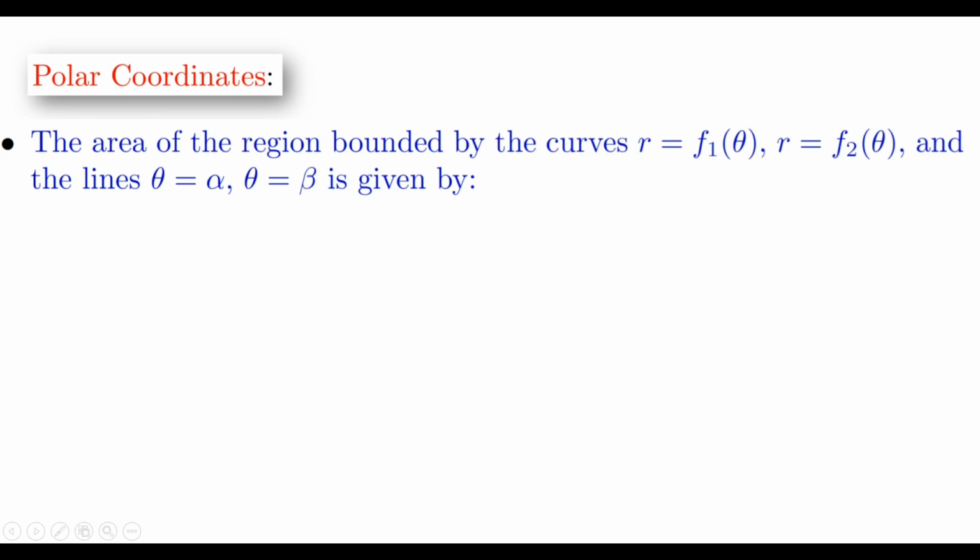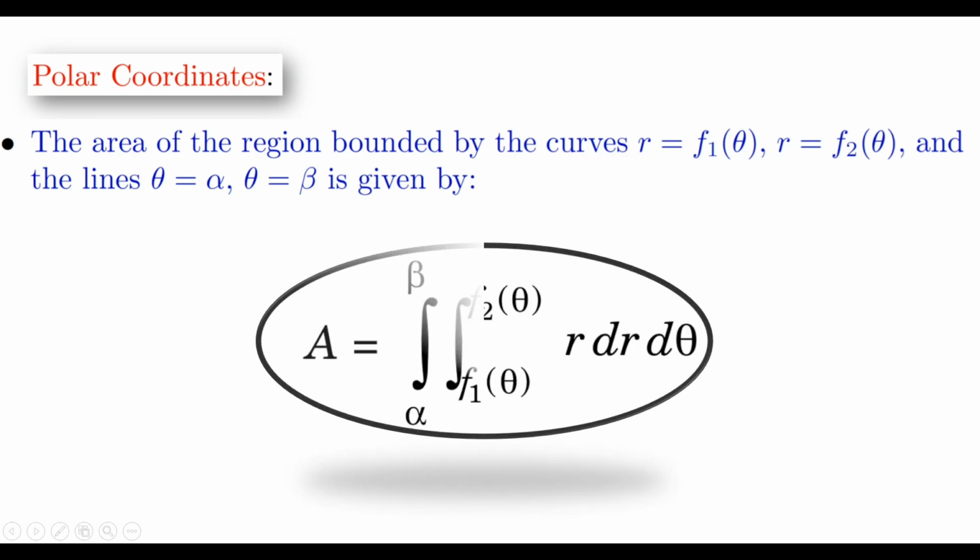Now we are going to discuss how to evaluate the double integral in polar coordinates. The area of the region bounded by two polar curves r equals f1 of theta and r equals f2 of theta, along with two lines theta equals alpha and theta equals beta, can be computed from the following formula.